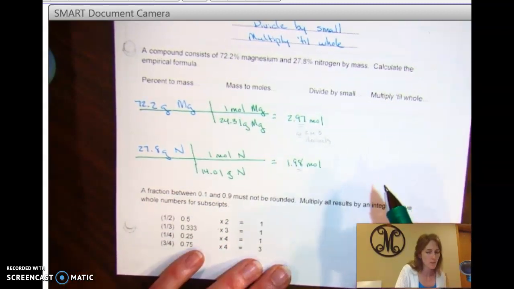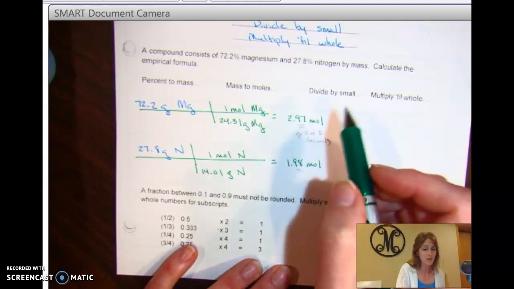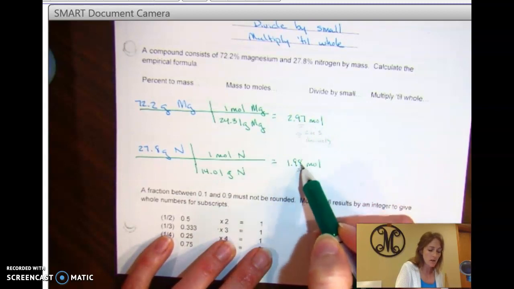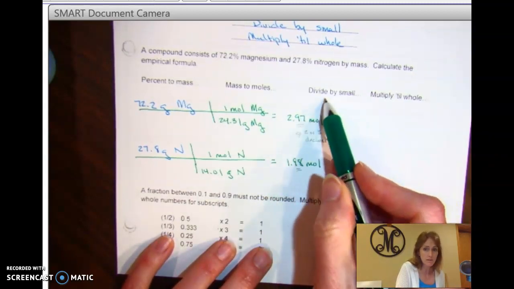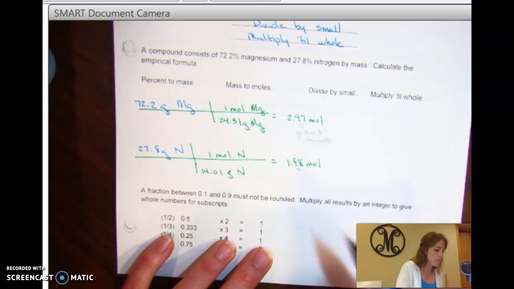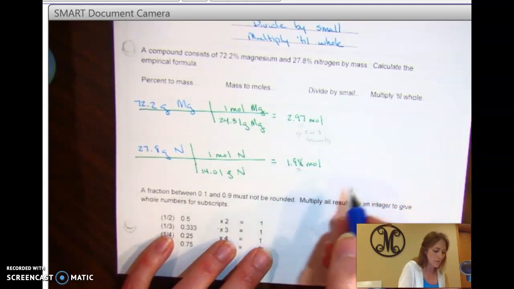I wasn't crazy about my wording there, but I can't go back and start over. So I'm going to pick up here. We're going to take these two numbers and pick the smallest one, divide by small. The smallest would be 1.98, and we're going to divide both numbers by 1.98.